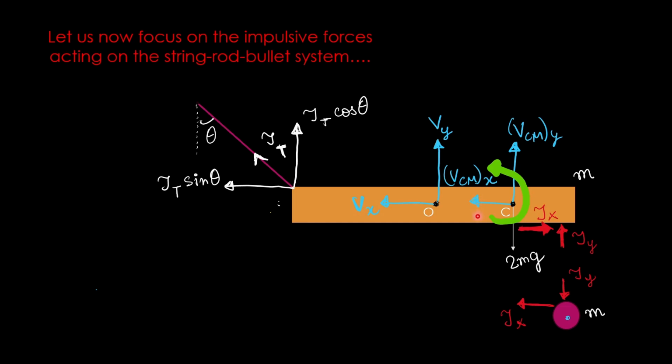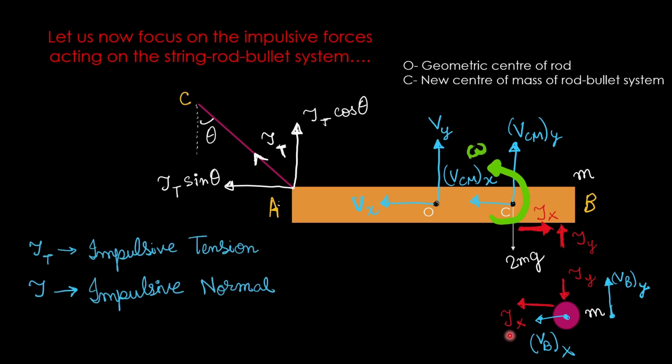and Vcmx respectively. And obviously the bullet, since it gets embedded in the end B of the rod, will have whatever velocity end B of the rod has. It will be the same. The bullet will carry the same velocity, right? So I have said that the final velocities of the bullet after the collision become VBY in this direction and VBX in this direction. And obviously, due to the tendency of rotation, the rod will have an angular velocity omega in this direction.